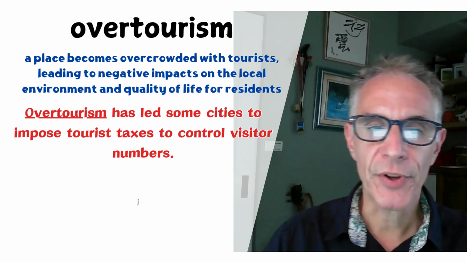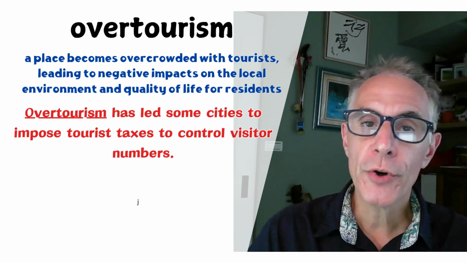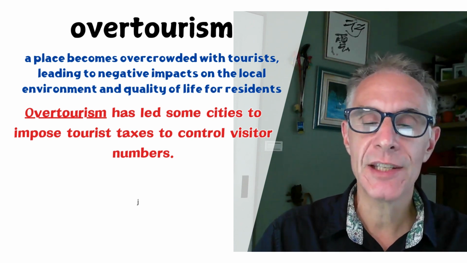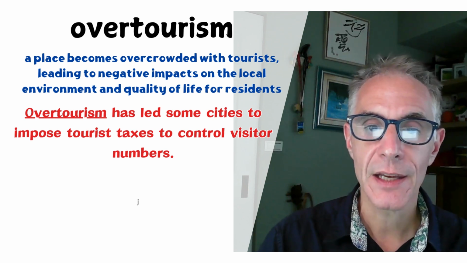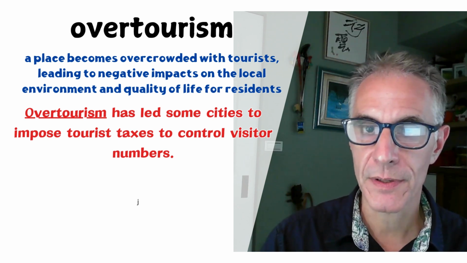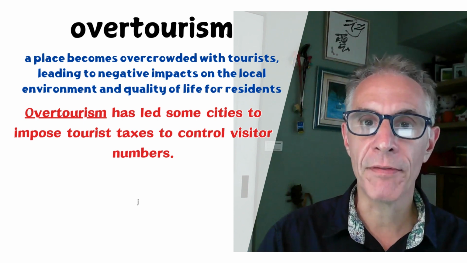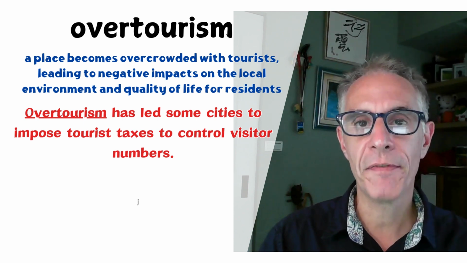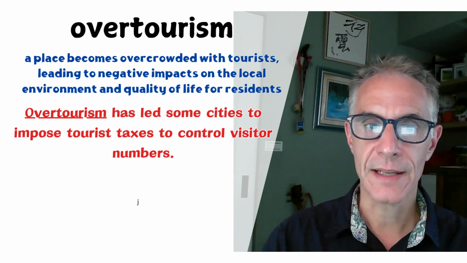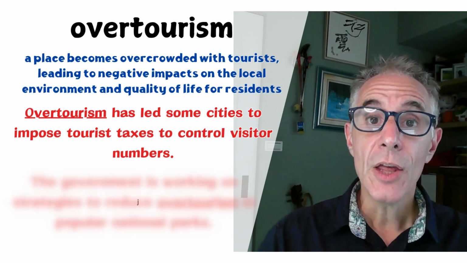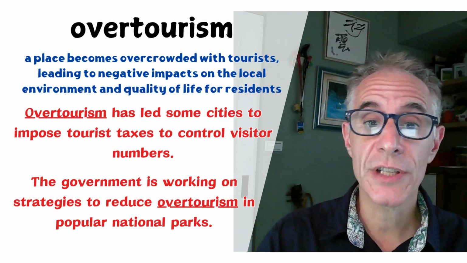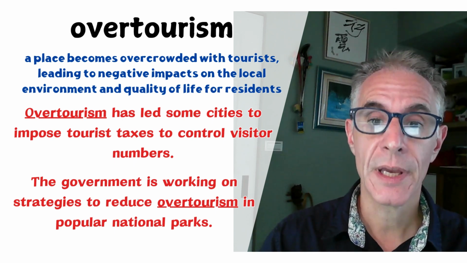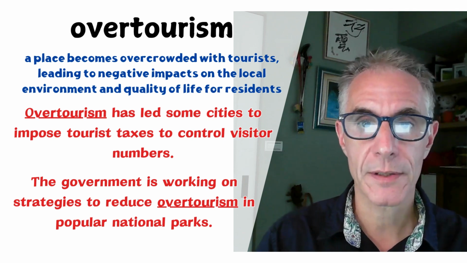So some examples here. Over-tourism has led some cities to impose tourist taxes to control visitor numbers. And I think now Venice, when you go to Venice, they actually charge you a small fee to enter Venice. The government is working on strategies to reduce over-tourism in popular national parks.